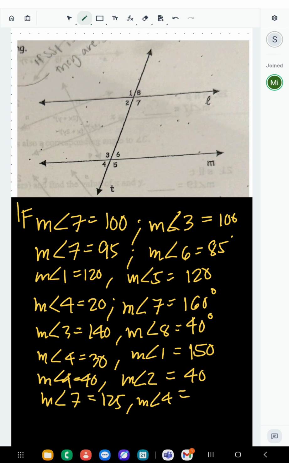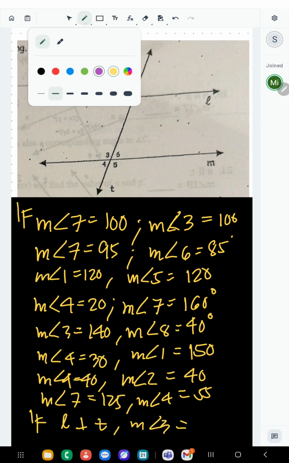7 is 125. What is angle 4? Okay. Yes. And 3 and 4, they add up to 180 degrees. So, okay, it'll be 55. And then if line L is perpendicular to T, where is T there? Find the measure of angle 3.